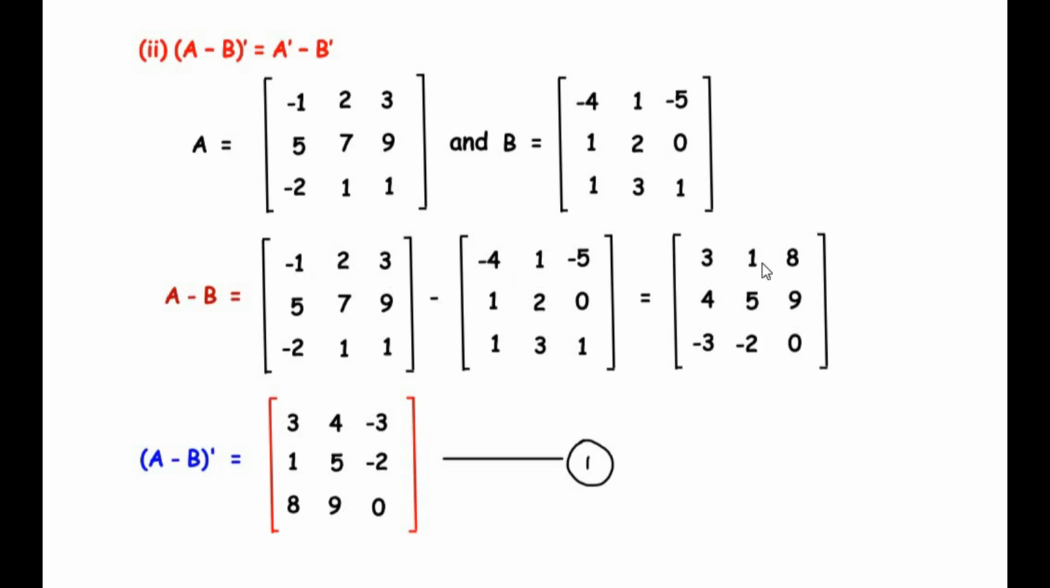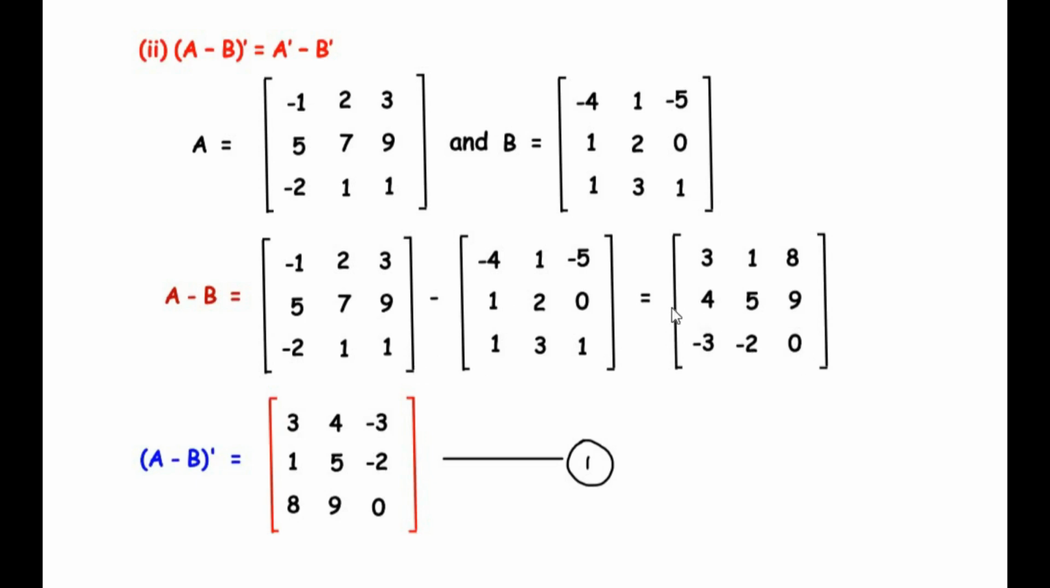2 minus 1 is 1. 3 minus of minus is plus. So 3 plus 5 is 8. 5 minus 1 is 4. 7 minus 2 is 5. 9 minus 0 is 9. Minus 2 minus 1 is minus 3. 1 minus 3 is minus 2. And 1 minus 1 is 0.